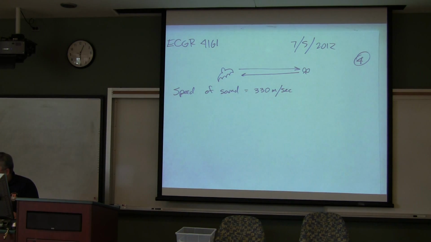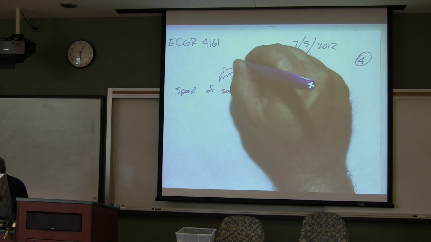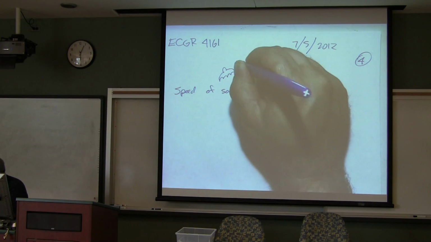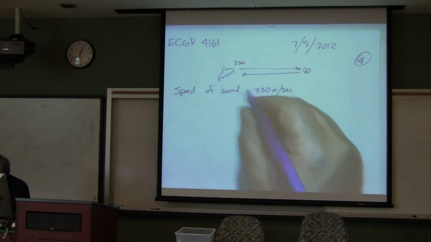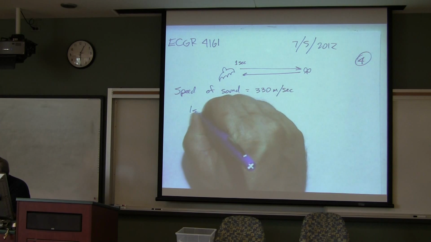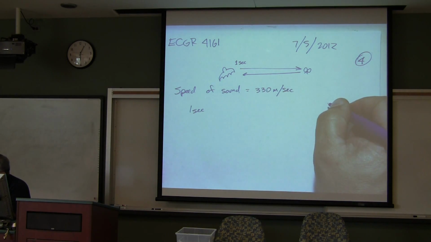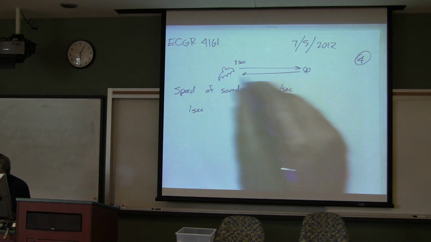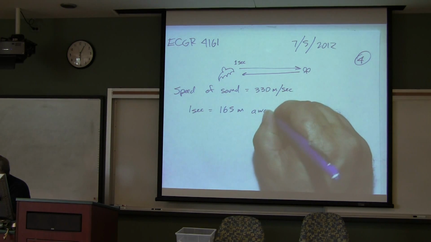So if a bat sends out a chirp, and 1 second later it gets a response back from that chirp, how far away is that insect? In 1 second the sound will travel a total of 330 meters, keeping in mind that it has to go there and back, so that means the insect will be 165 meters away.